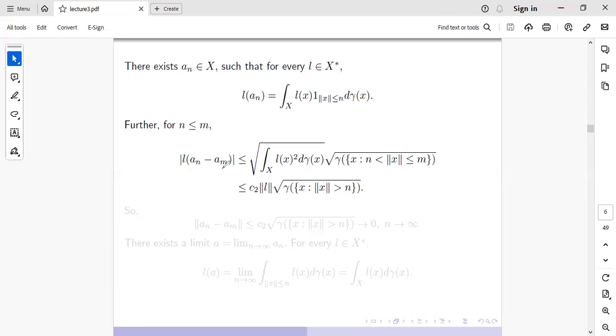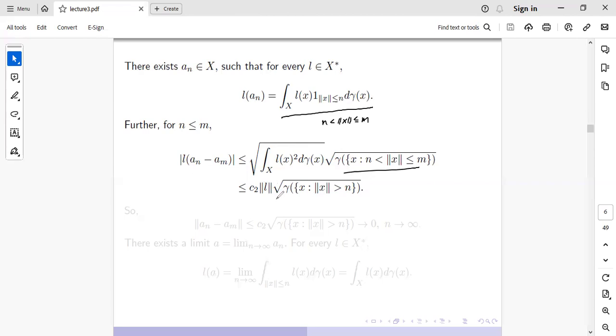L of an minus am. This is the integral of this form, but over the set, if n less than m, the integral over the set n less than norm x less or equal to m. We can estimate it by the Gaussian inequality as the L2 norm of L times the root of the measure gamma of this set. And now recall the lemma that the L2 norm is estimated by some constant times the norm of L as a functional.